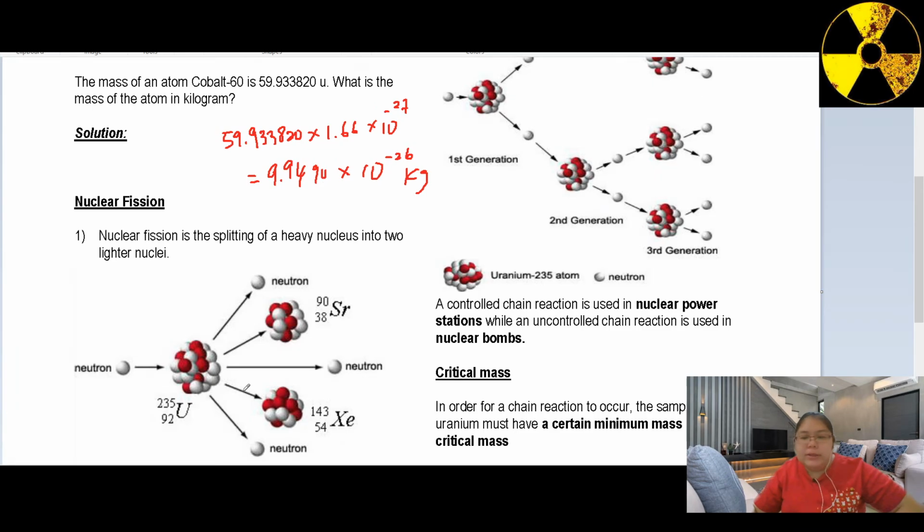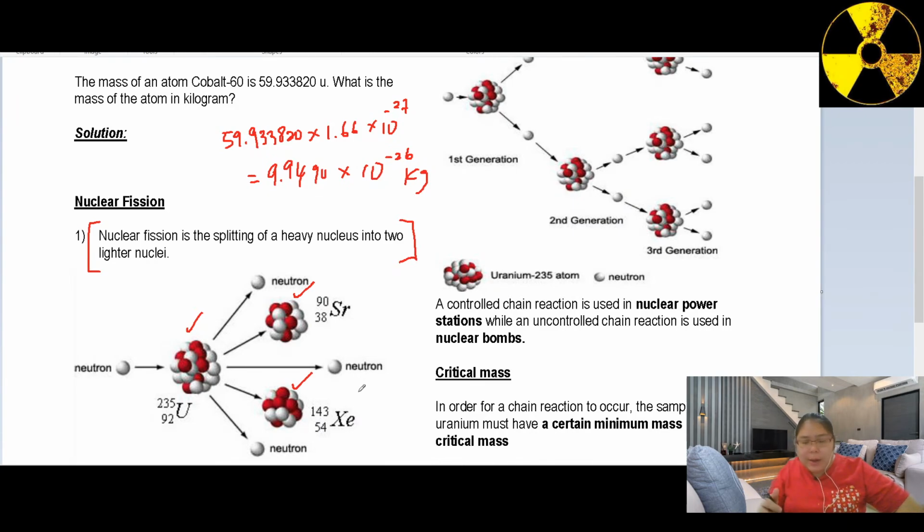Now we go and see the first part, nuclear fission. This one is one of the nuclear reactions. Before that, we learned about radioactivity, so this is one of the processes. Nuclear fission, this is a definition, you must remember it when they ask what nuclear fission means. Nuclear fission is the splitting of a heavy nucleus. A neutron hits the heavy nucleus, and after that the heavy nucleus splits into 2 lighter nuclei.